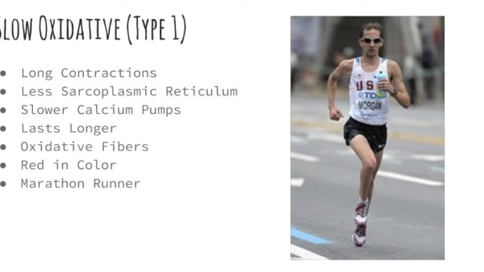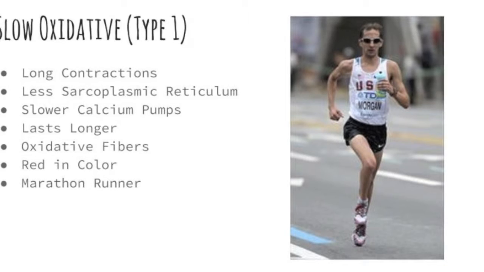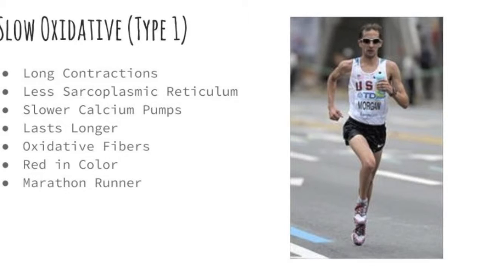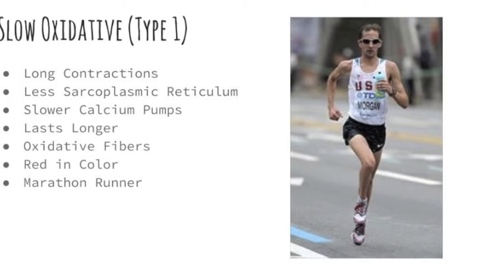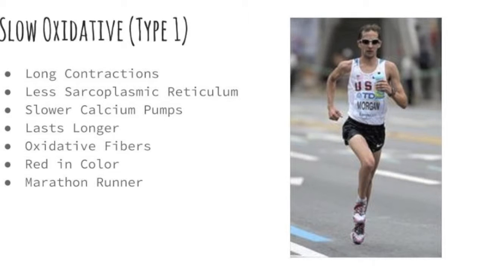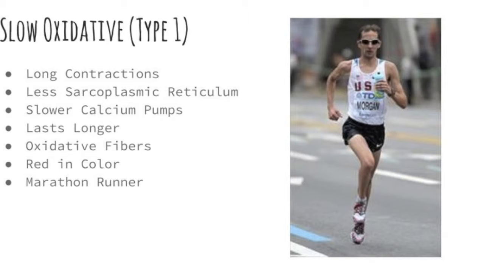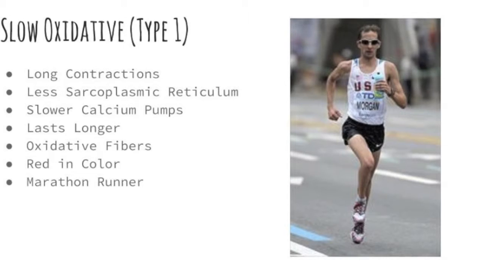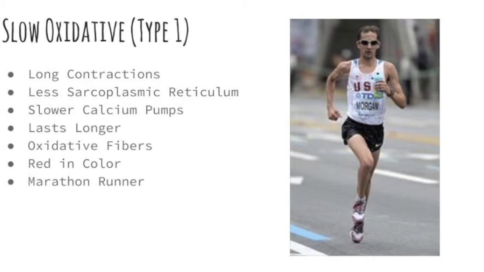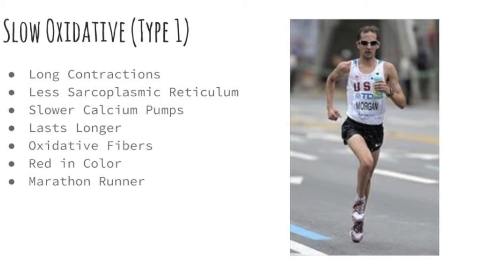Now we'll talk about slow oxidative fibers, also known as type 1. Slow fibers are often found in muscles that maintain posture and can sustain long contractions. A slow fiber has less sarcoplasmic reticulum and slower calcium pumps than a fast fiber, so calcium remains in the cytosol longer. This causes a twitch in a slow fiber to last about 5 times as long as one in a fast fiber.